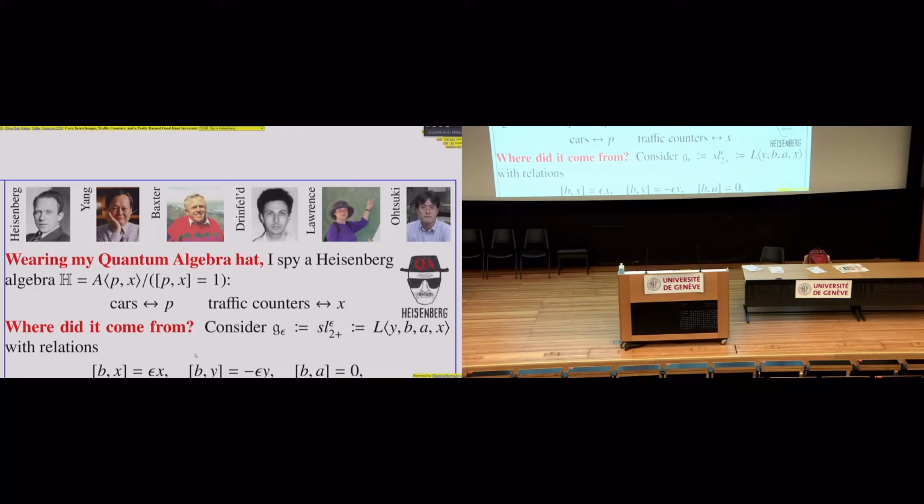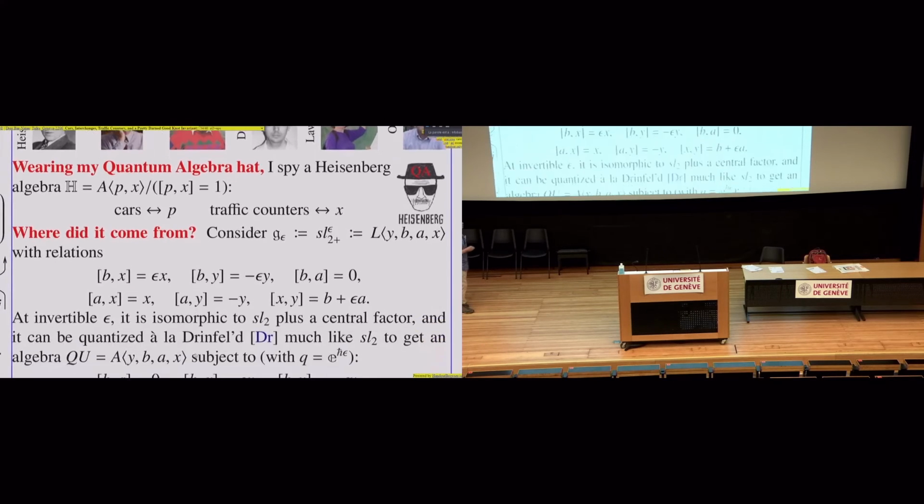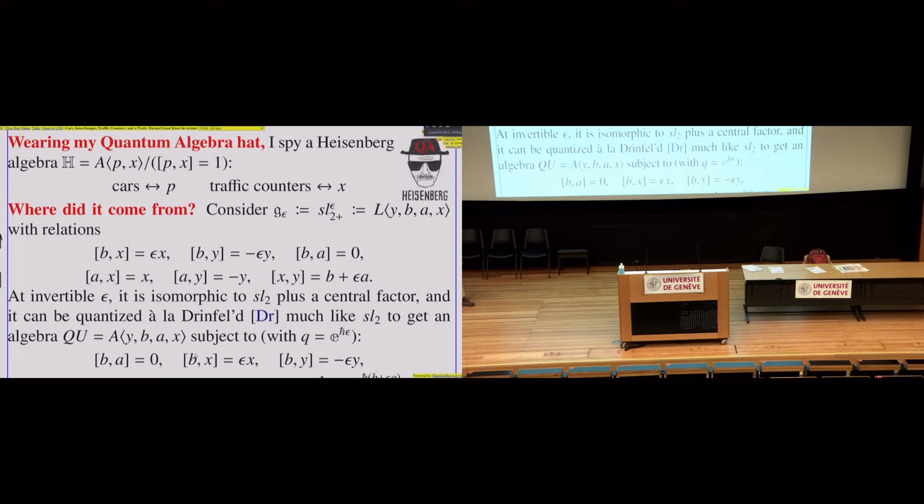And where did it come from? And that's where I will be very, very sketchy. So for years now, Roland and I have been studying this algebra G sub epsilon, or sometimes called SL2 plus epsilon. And, well, here is the algebra. It's the algebra generated by y, b, a, and x, subject to these commutation relations. If you want to know where it comes from, it's basically the following.